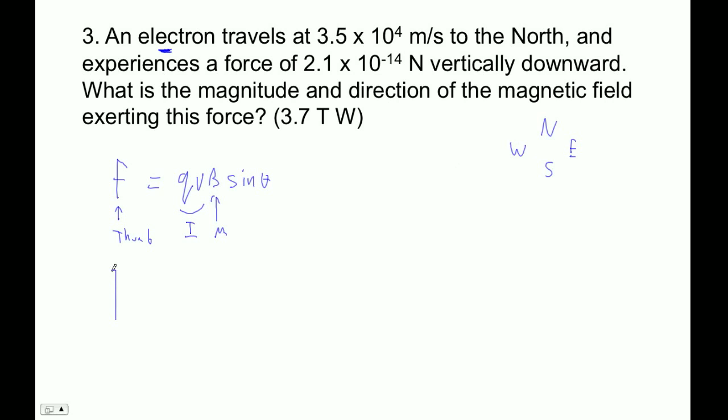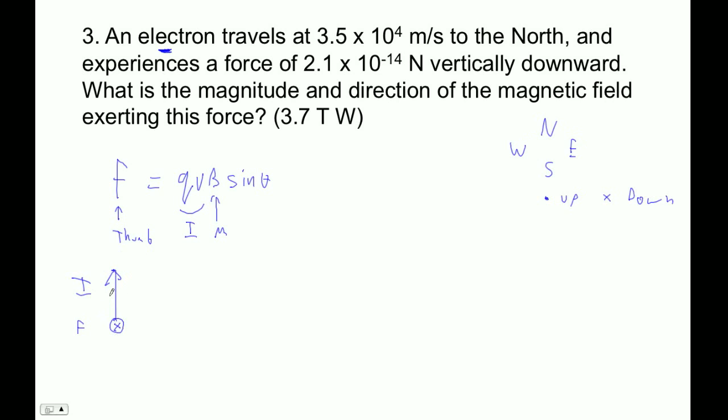Right, here's an electron. So our current is that way, right? It's to the north. There's a force vertically downward, so the force is like that. There's our force, right? Okay, so I'm doing north is up the page, right? Vertically downward, the x dot would be up, x is down, right? I'm doing map problems here, right?